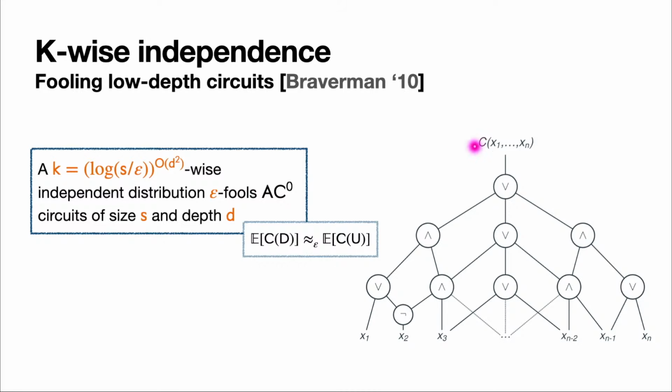So for any such circuit, the expectation of C of D, where D is a k-wise independent distribution, is approximately the expectation of C on the uniform distribution. See, there is no k in this model, so it's a kind of deep result. So before continuing, note that it gives a PRG of this seed length: take this k times log of the size. Well, log n, but say log s. Say n is s.